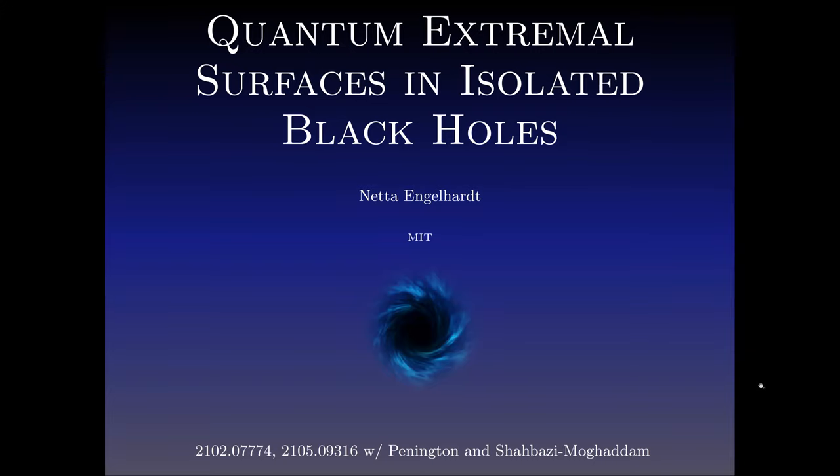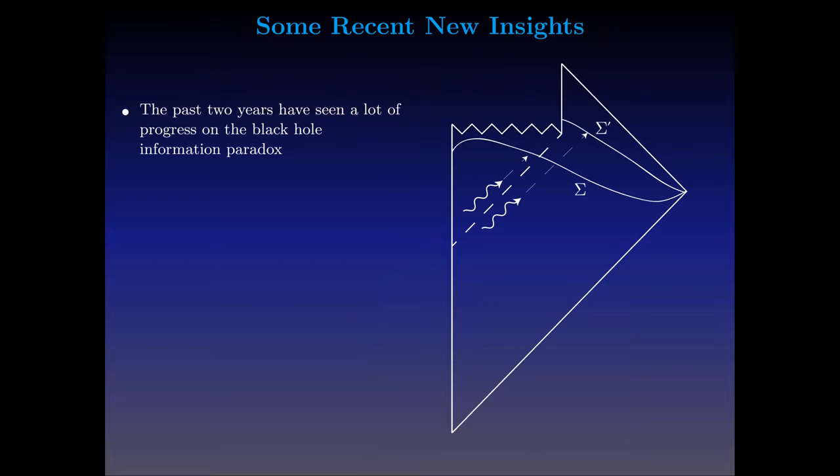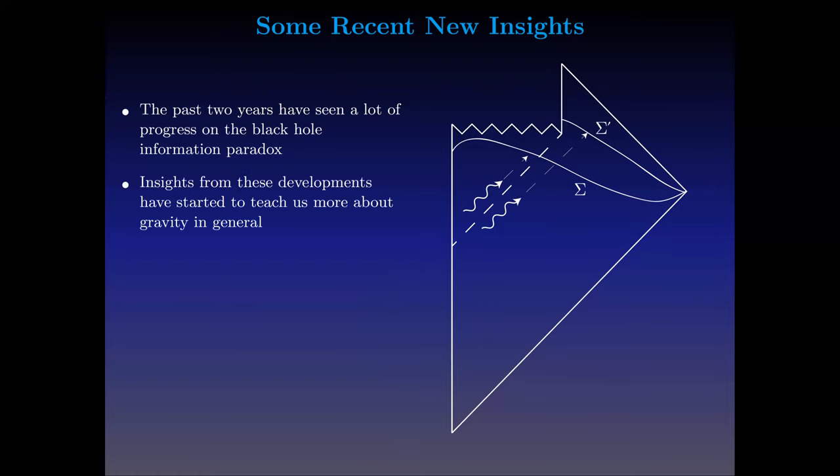So I'm going to begin with maybe some more general statements, a little broader. The past couple of years, I've seen a lot of progress on the black hole information paradox. And here I've drawn a picture of the canonical evaporating black hole in asymptotically flat space. I personally found this progress really exciting because insights from the developments of these last couple of years on the information paradox have started to teach us more about gravity in general.